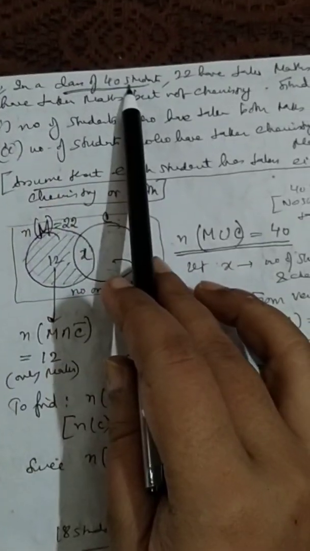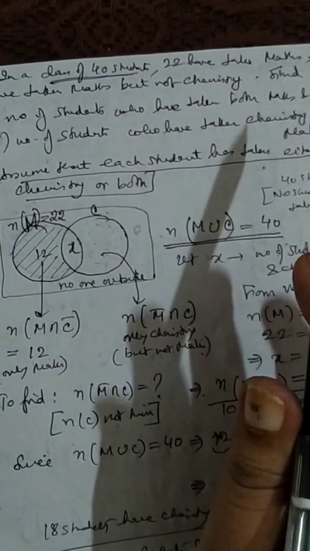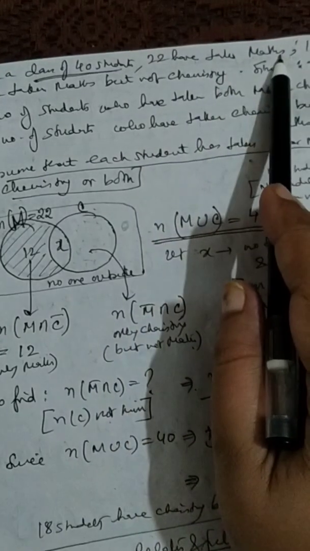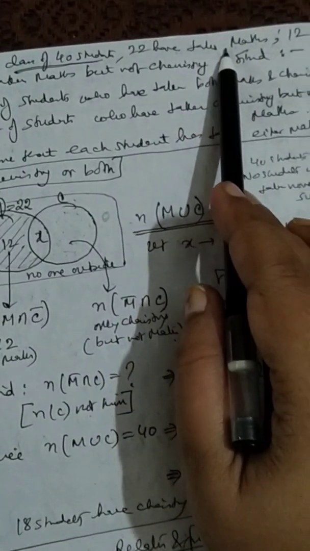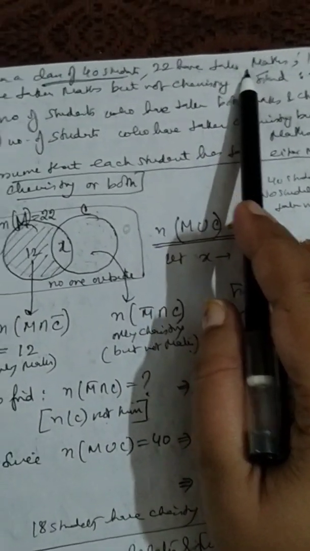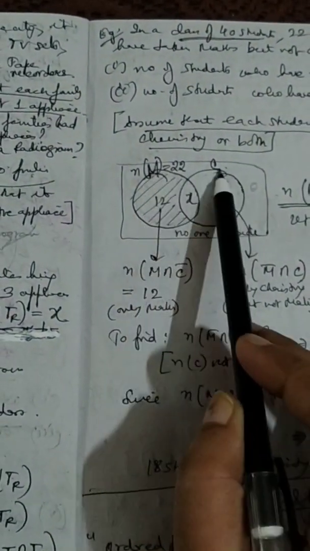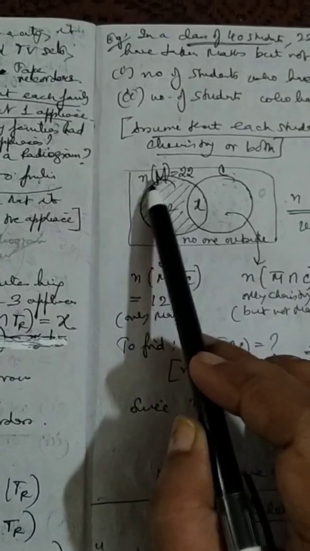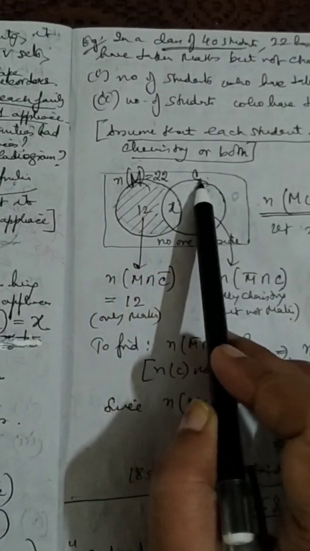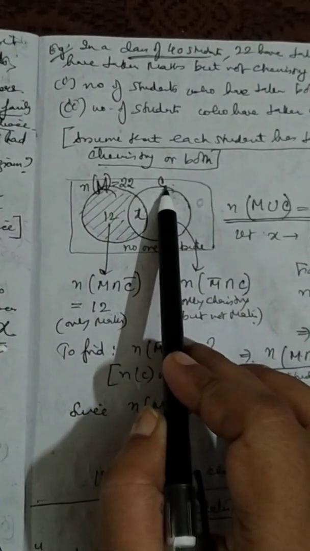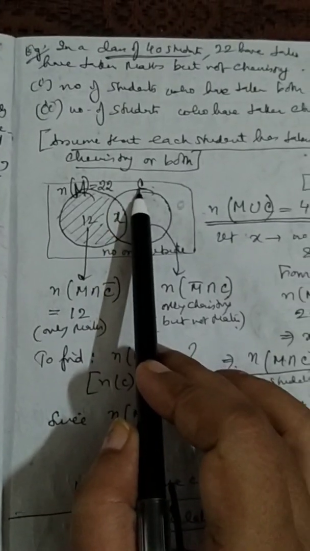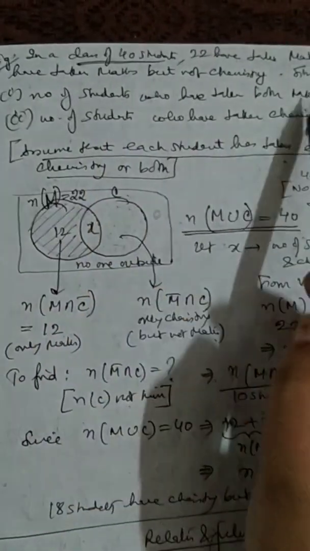In a class of 40 students, that means total strength is 40. 22 have taken maths. So cardinal number of maths is given as 22. That is what I've listed. In fact, here I've drawn the two circles representing maths and chemistry. n(M), that is the cardinal number of M, is 22. Cardinal number of C is not known. The number of people who have taken chemistry is not known.